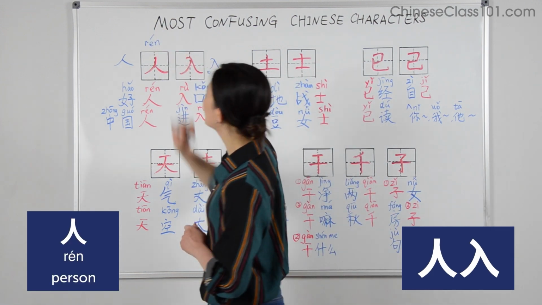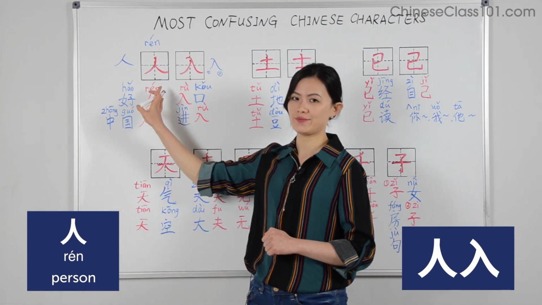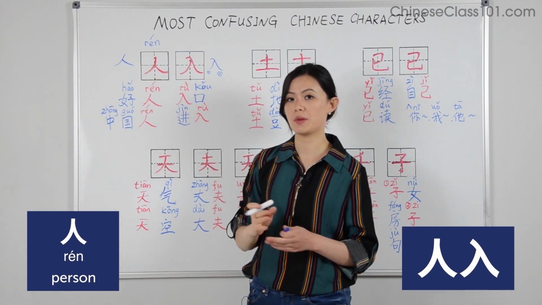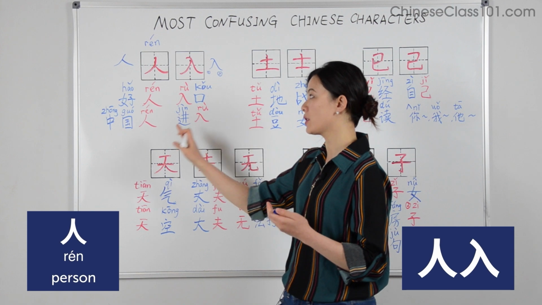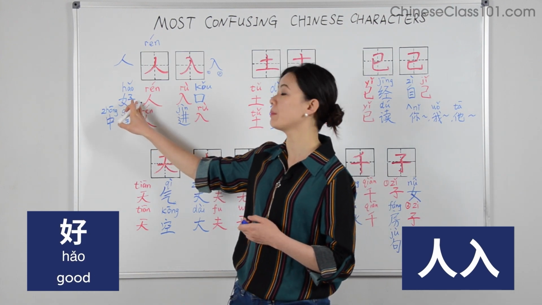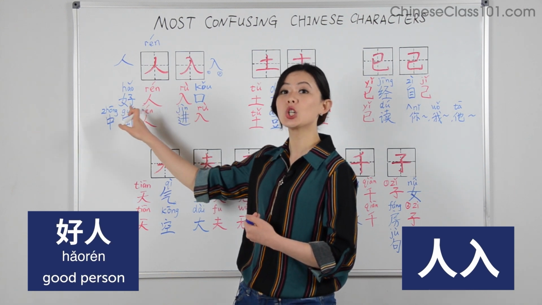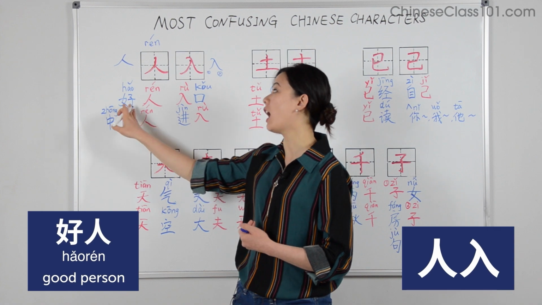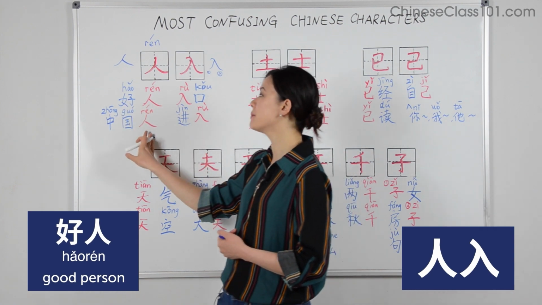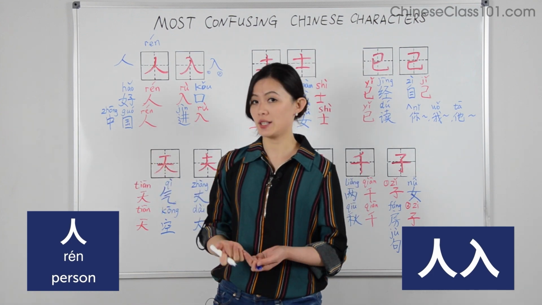Here it's pinyin 人. This means person. We can combine 人 with other characters to make compound words. For example, we can combine 人 with 好. 好 means good. So 好人 together means good person. 好人. We can also combine 人 with the nationality to tell where someone is from.